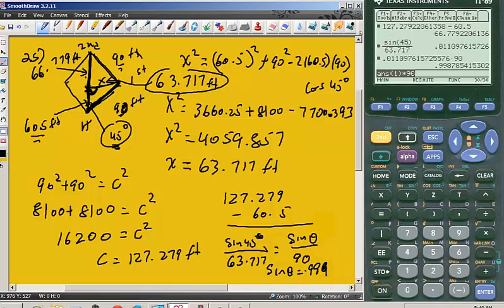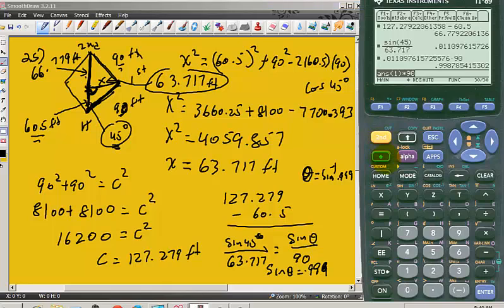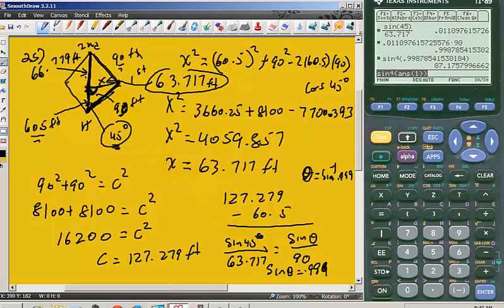So to find my theta, I have to take sine inverse of 0.999. So let's take second sine inverse of the answer that I had on the last part. Hit enter, and that turns out to be approximately 87 degrees. So 87 degrees. That's it.